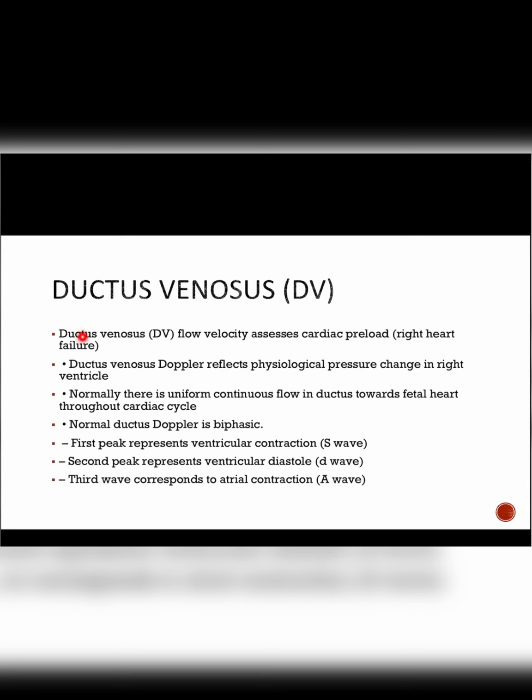So if there is abnormality during that, see, ductus venosus flow velocity assesses the cardiac preload, that is right heart failure. You know the IVC leads into the right atrium, so obviously it's a preload stage, right? It is the right heart that is involved here. Whenever ductus venosus is involved, you know it has to be the right heart that is failing if there is abnormality in the ductus venosus, because it is a shunt between the umbilical vein and the IVC, and the IVC leads into the right heart. So now the next point, ductus venosus Doppler reflects physiological pressure changes in the right ventricle.